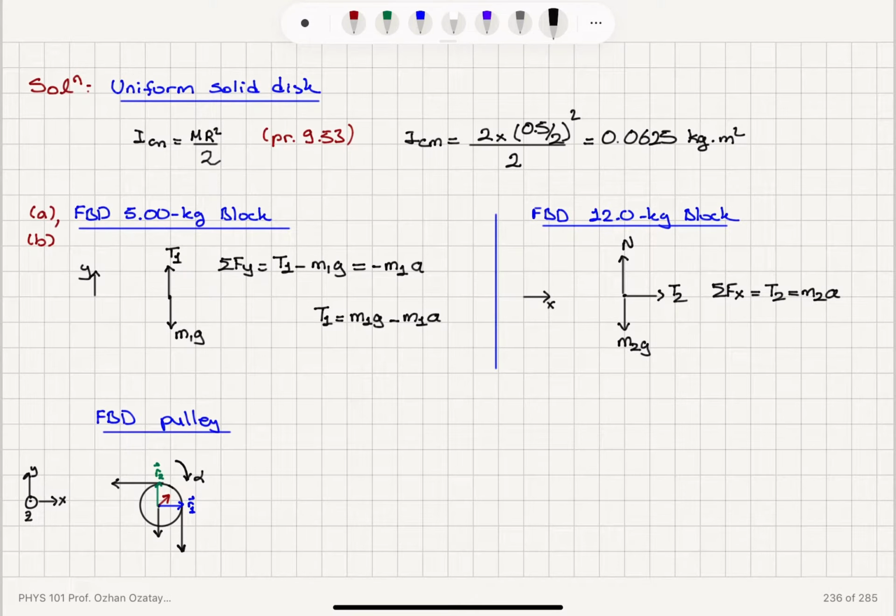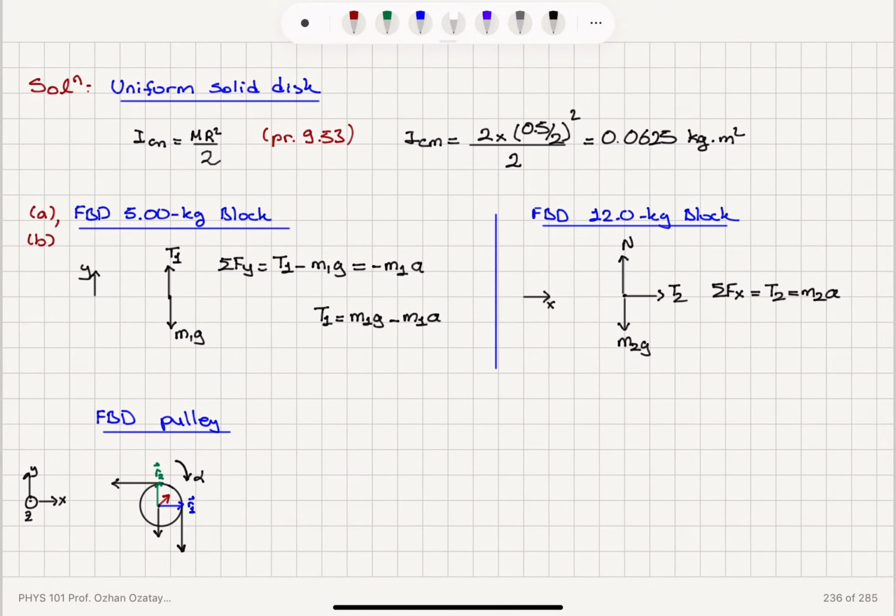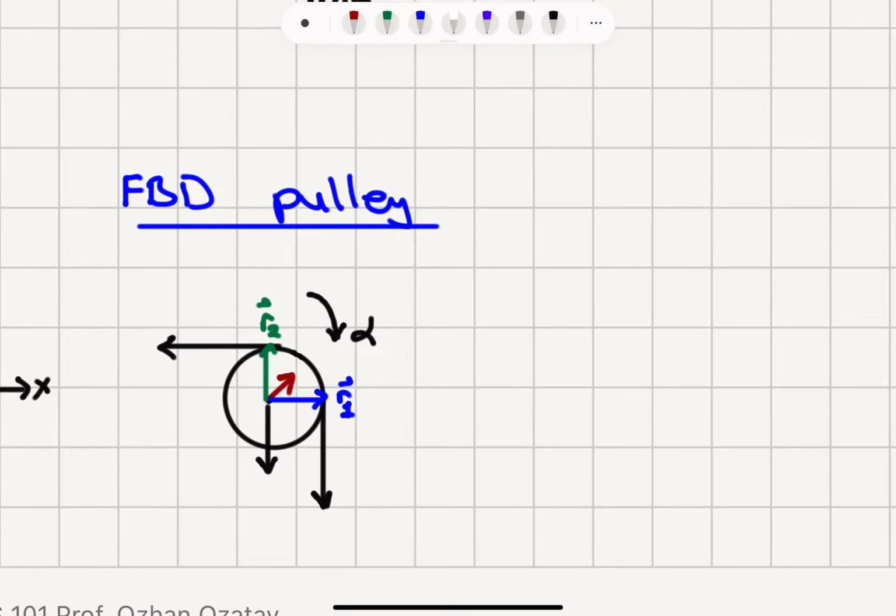Now I want to look at the free body diagram of the pulley. Well, the pulley is in contact with two wires, so there will be tension T2 and tension T1 acting on it. And because it's also in contact with this axle here, there will be a horizontal component and vertical component of the force acting on it. So if you concentrate on the pulley, you will see that the pulley, first of all, has a mass capital M multiplied by gravitational acceleration G, the weight pointing down. That is our gravitational force.